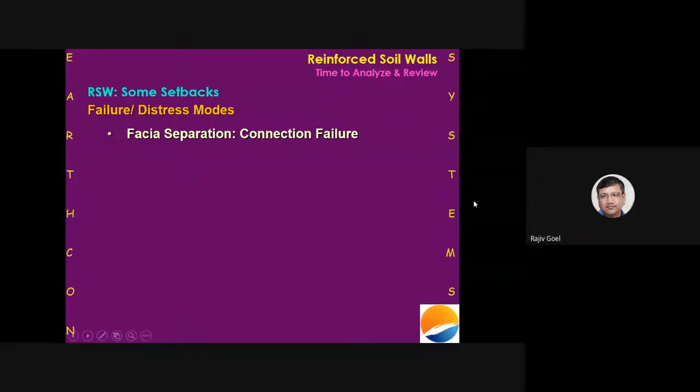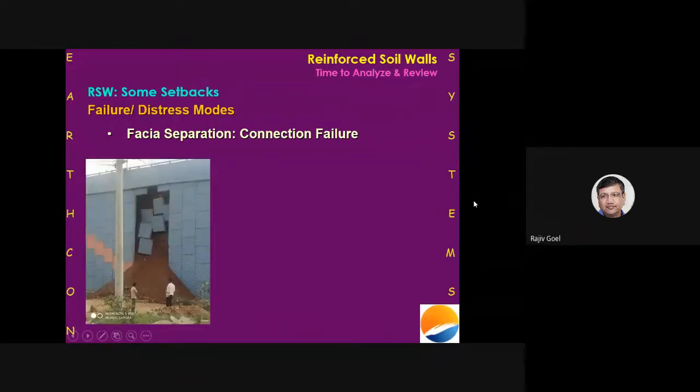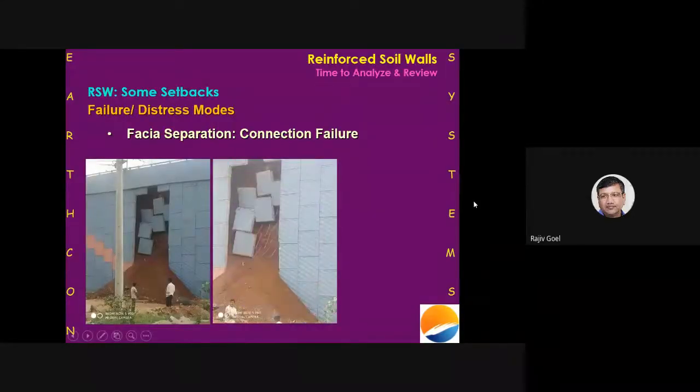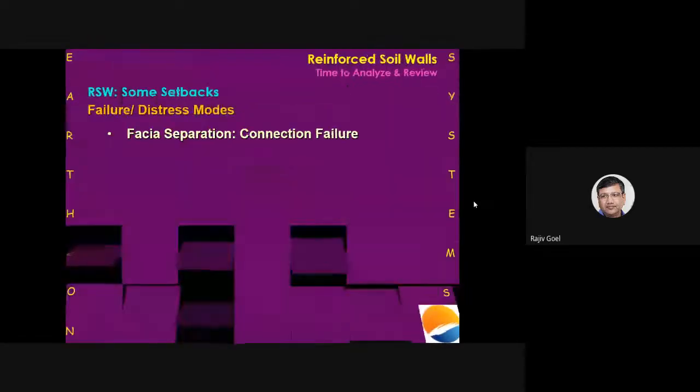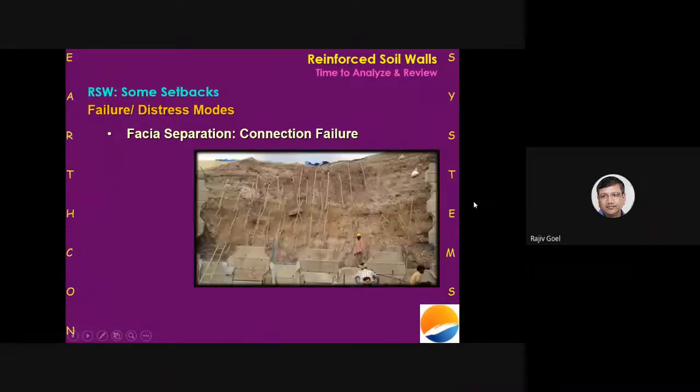These are all the recent ones. This is near Bangalore very recently. This is in Ajmer some time back. You can see this structure is made with steel strips.